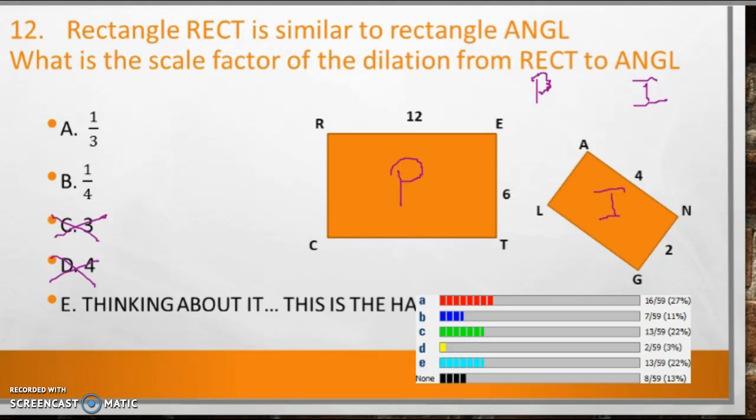So make sure when you do a scale factor problem, you know which one is the pre-image and which one is the image, so you can tell whether you're getting bigger or smaller, because that does make a difference. So all of you that put C, you kind of have the right idea. You were just going in the wrong order.